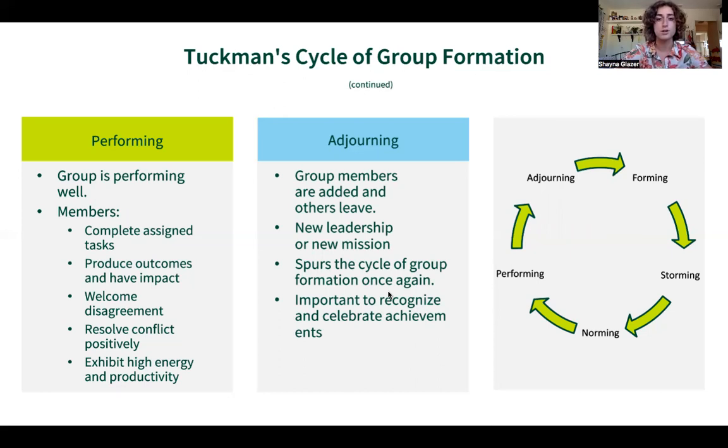The final portion of the cycle, before it renews in the forming stage, is the adjourning stage. It doesn't mean catastrophe. It doesn't mean your group breaks apart and all goes badly and it's the end of the world. It simply means that group members are added or they leave from the cycle. It just means the original group is not the same. There can be changes in leadership and missions, and the cycle repeats due to these changes.